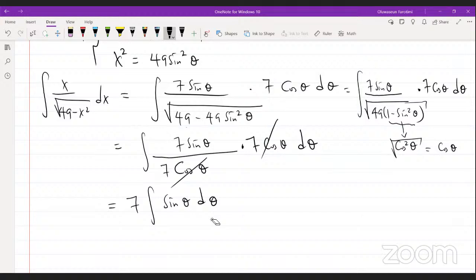Okay, what do I know, guys? If I integrate sine, what do I get? I get the negative cosine, right? Negative 7 cosine of theta plus c. But are we done here, guys? Not quite. We're not done.